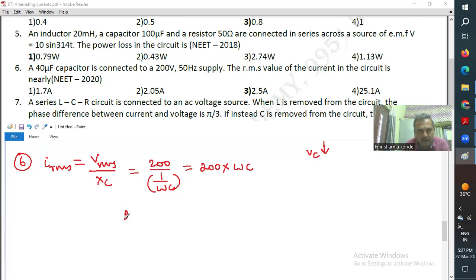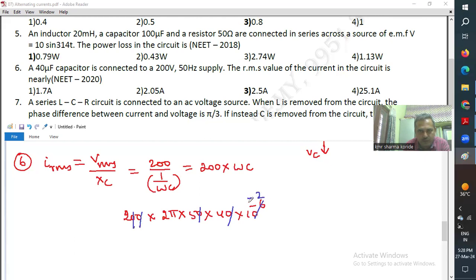So 200 with omega, so 2 pi F. F is 50. C is 40, 40 micro in particular, 10 to the power minus 6. So there is a cancellation. 1, 2, 3, 4.